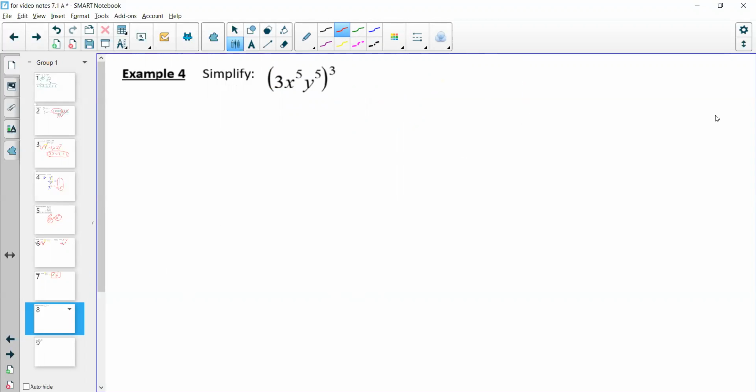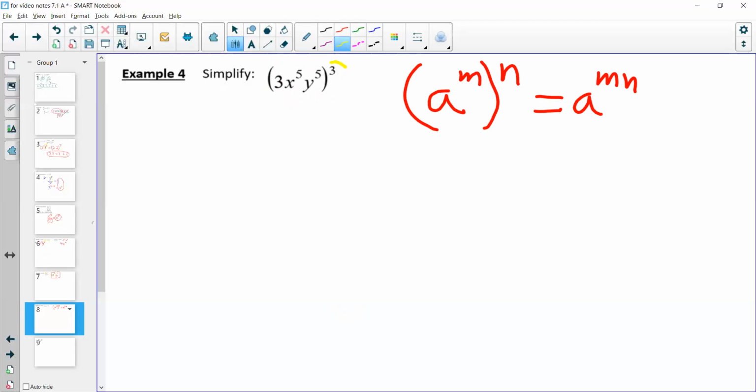For example 4, this one is a power to a power. So remember the rule said that any number raised to the m power and then all of that raised to the n power, I multiply the two exponents. So just remember that this exponent, since there are parentheses before it, it applies to everything inside the parentheses. That means I'm going to do 3 cubed. So I will put 3 cubed, which is 27. 3 times 3 times 3.